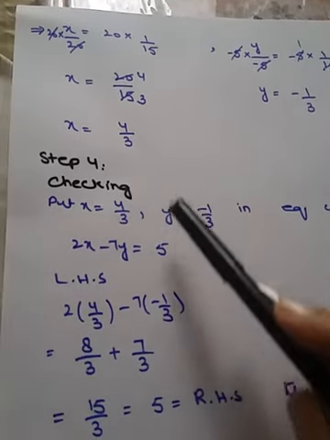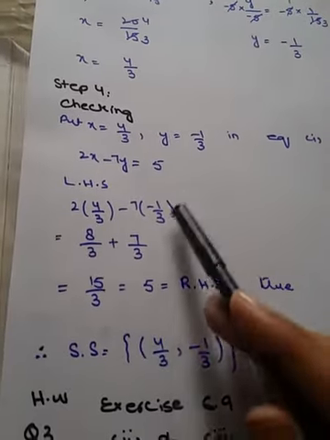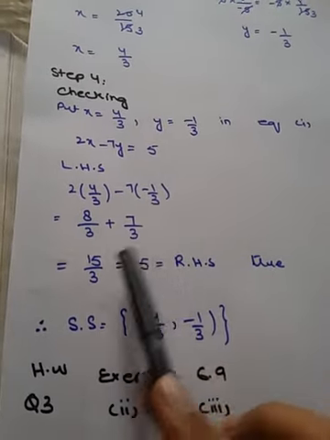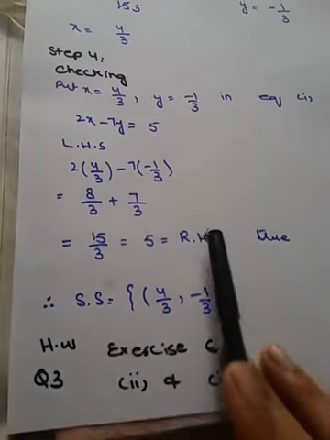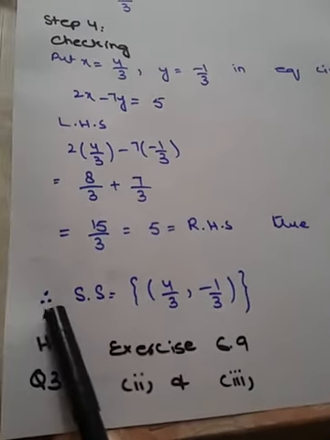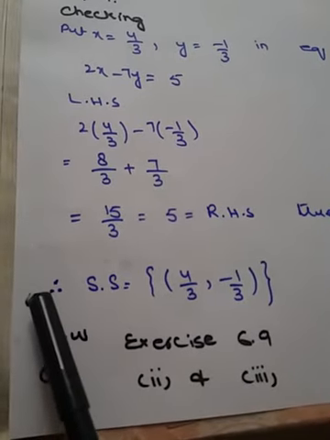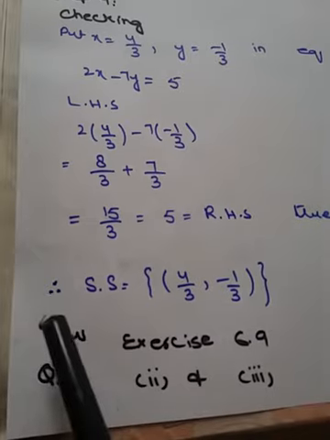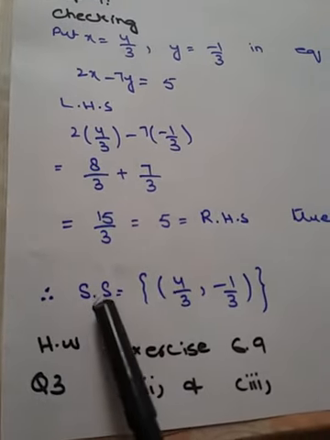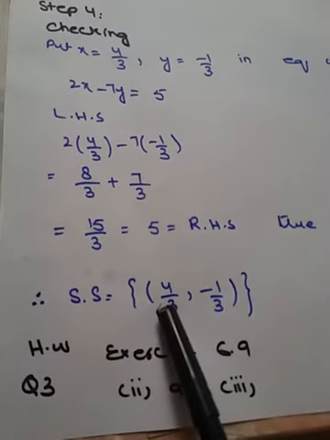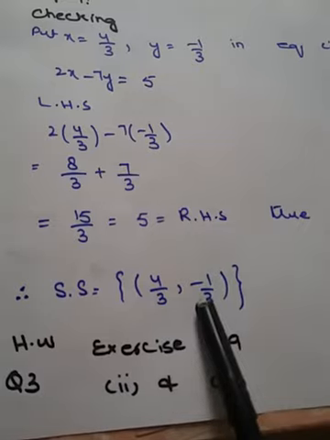In step 4 we will do our checking. We will put the values of x and y in equation 1, and as left hand side is equal to right hand side, this is true, our solution is true, and therefore, these 3 dots mean therefore. 2 dots down and then one dot up, it means therefore solution set is equal to, x coordinate and this is y coordinate. First we will write the value of x and then the value of y.